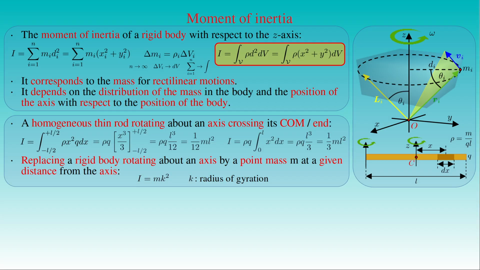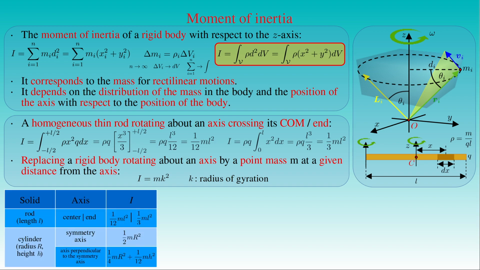The results obtained for the homogeneous rod can be seen in the first line of this table showing the moment of inertia I of solids of uniform distribution of mass, that is of constant density, with respect to different central axes. The third and fourth lines contain the moment of inertia of a cylinder of radius r and height h with respect to its axis of symmetry, which is equal to 1/2 times the mass m of the cylinder times the square of the radius r, and with respect to a central axis perpendicular to the symmetry axis, which is equal to 1/4 times m times r squared, plus 1/12 times m times the square of the height h.